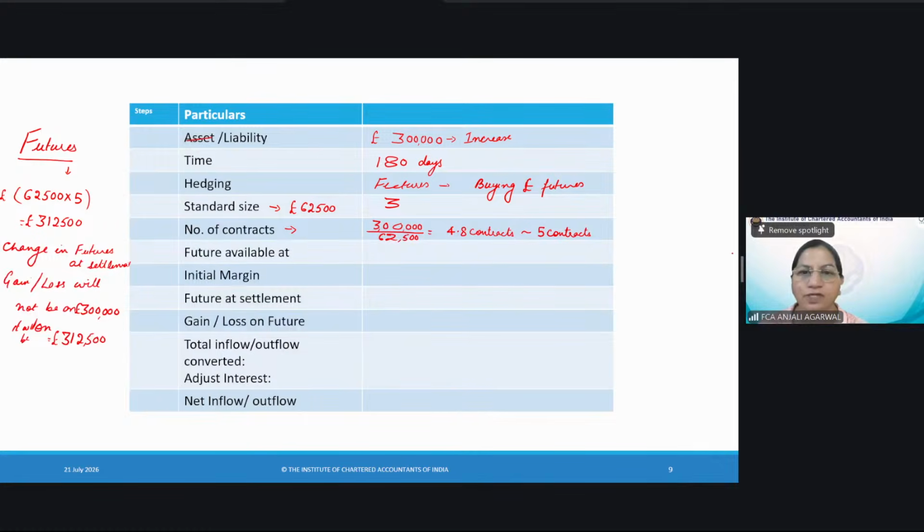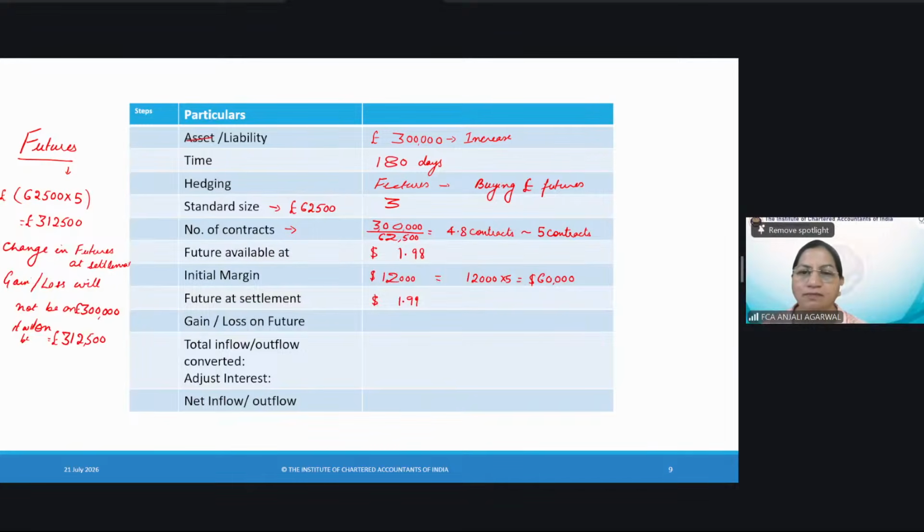Now let's say that the futures are available for $1.98. These 5 contracts will require you to pay some margin. So let us say $12,000 is the margin per contract. So you end up paying 12,000 into 5, you end up paying $60,000 at present. What is the futures price at settlement? Let's say it becomes $1.99. It means what you were fearing is true.